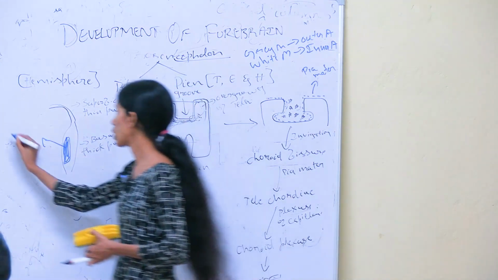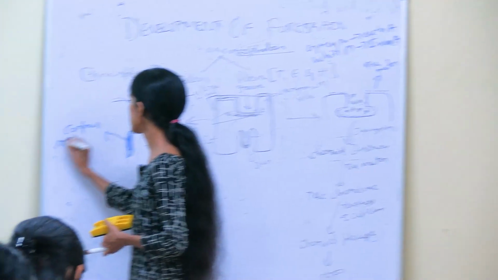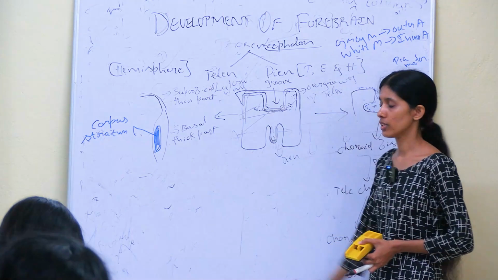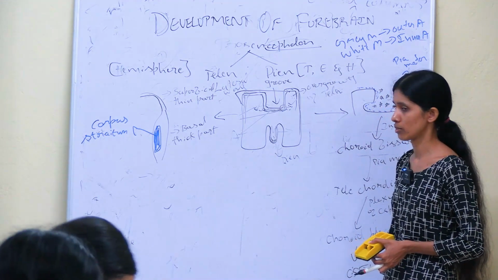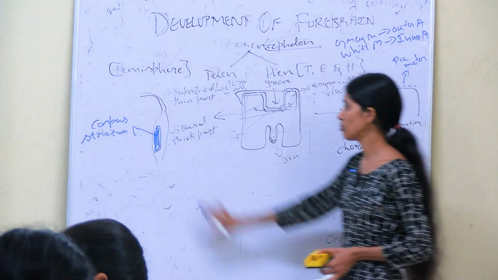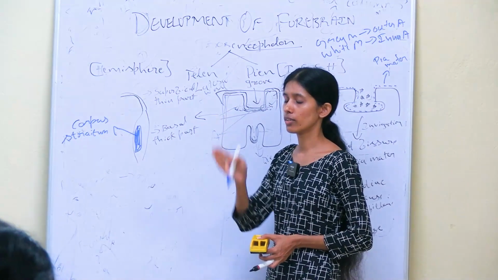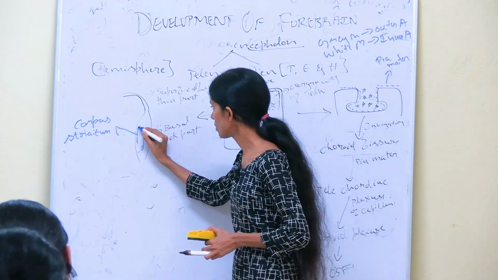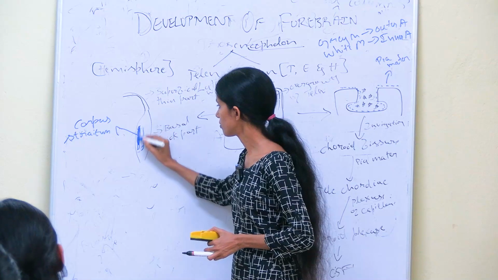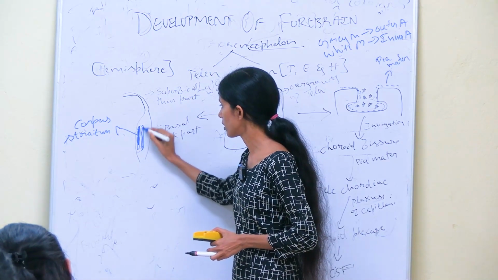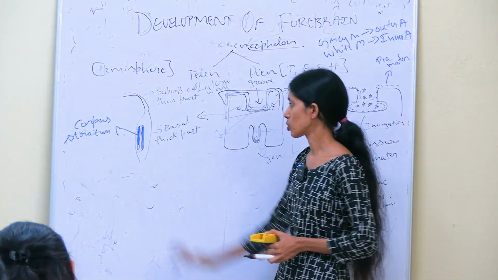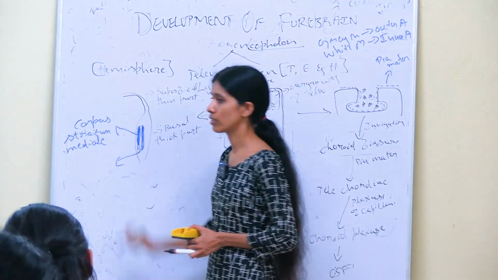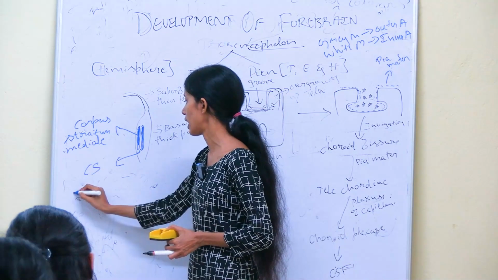This is called as corpus striatum. Okay, this structure is called corpus striatum, and your corpus striatum basically has two differential parts, one like this and one like this. So this structure is called corpus striatum medial, and the other structure is called corpus striatum lateral.